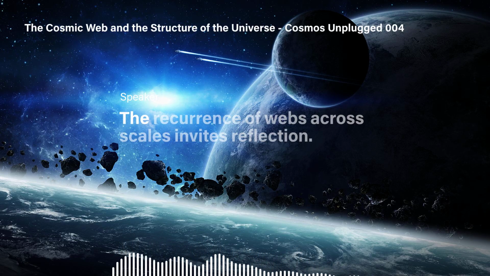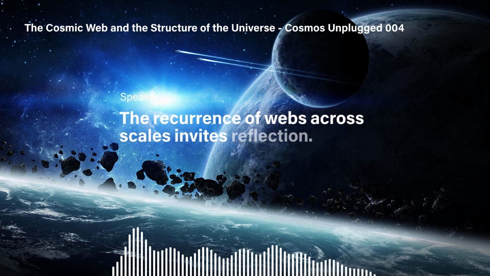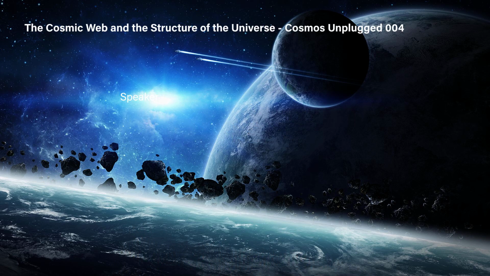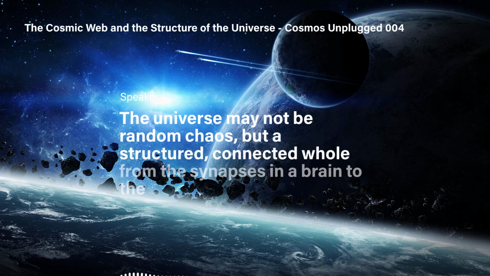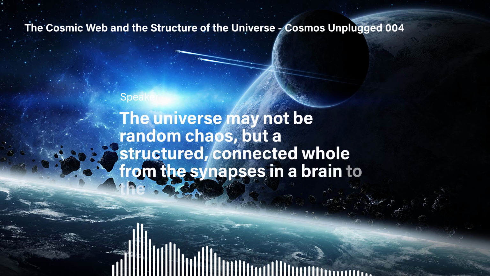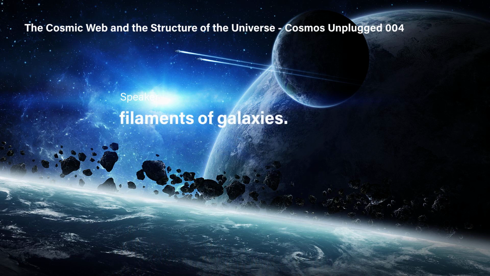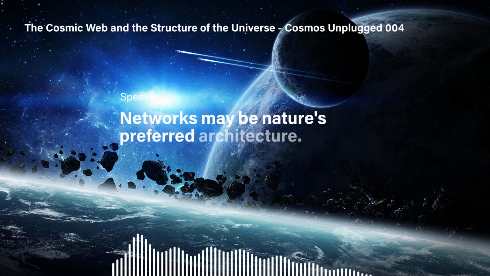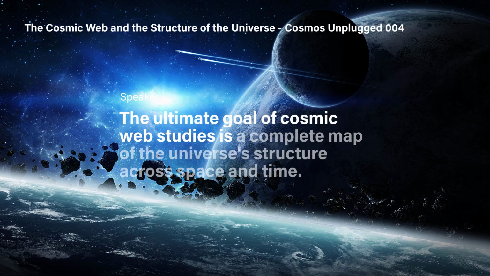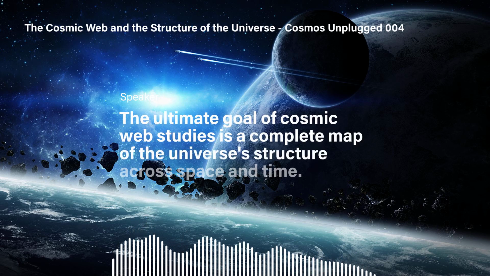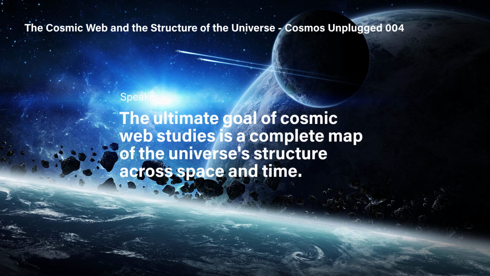Philosophically, the recurrence of webs across scales invites reflection. The universe may not be random chaos, but a structured, connected whole. From the synapses in a brain to the filaments of galaxies, networks may be nature's preferred architecture. The ultimate goal of cosmic web studies is a complete map of the universe's structure across space and time.